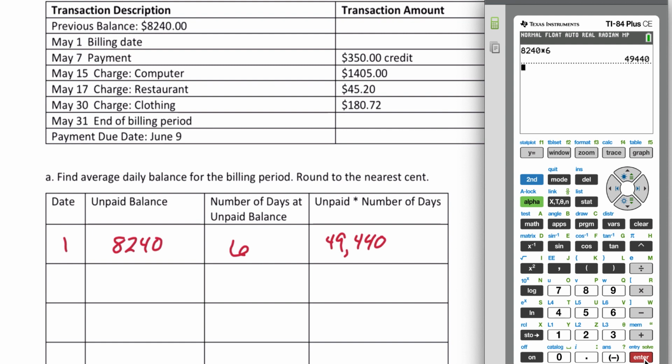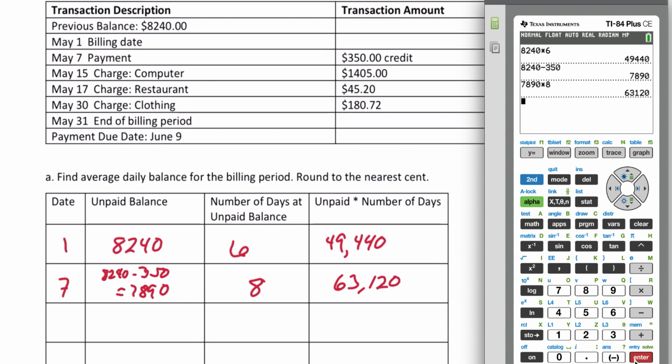The next day that a transaction happens is on the 7th, and there was a payment made of $350. So the unpaid balance is going to be $82.40 minus the $350, leaving us with $78.90. And then the number of days that was the unpaid balance from the 7th to the 15th is 8 days. Next, multiply those two numbers, $78.90 times 8, and we get $63,120.